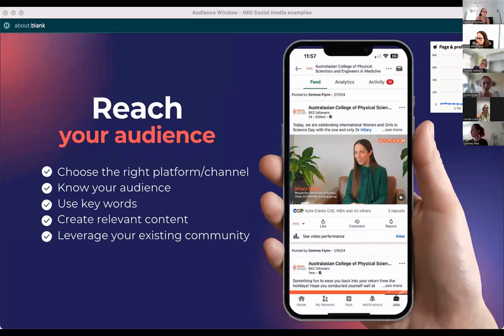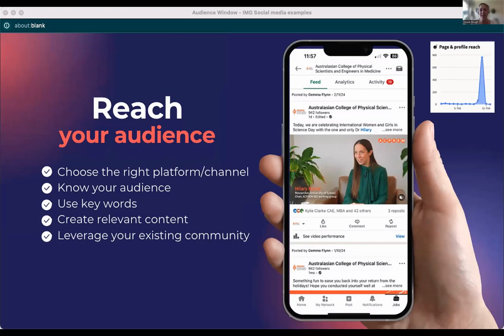So when it comes to reaching your audience, we've brought up this example from the ACPSEM, which is a very long acronym, but it's the Australasian College of Physical Scientists in Medicine. So we work with them on a wide variety of communications, and we are often tasked with simplifying difficult, confusing content because we're not medical physicists ourselves. Although I have learned so much about medical physics now that I probably could be one.